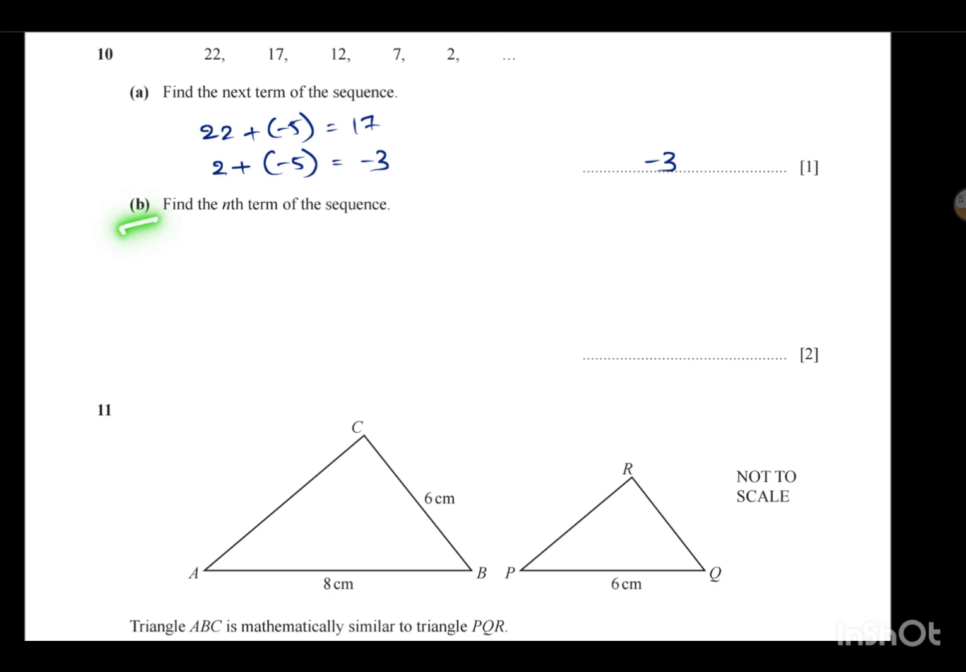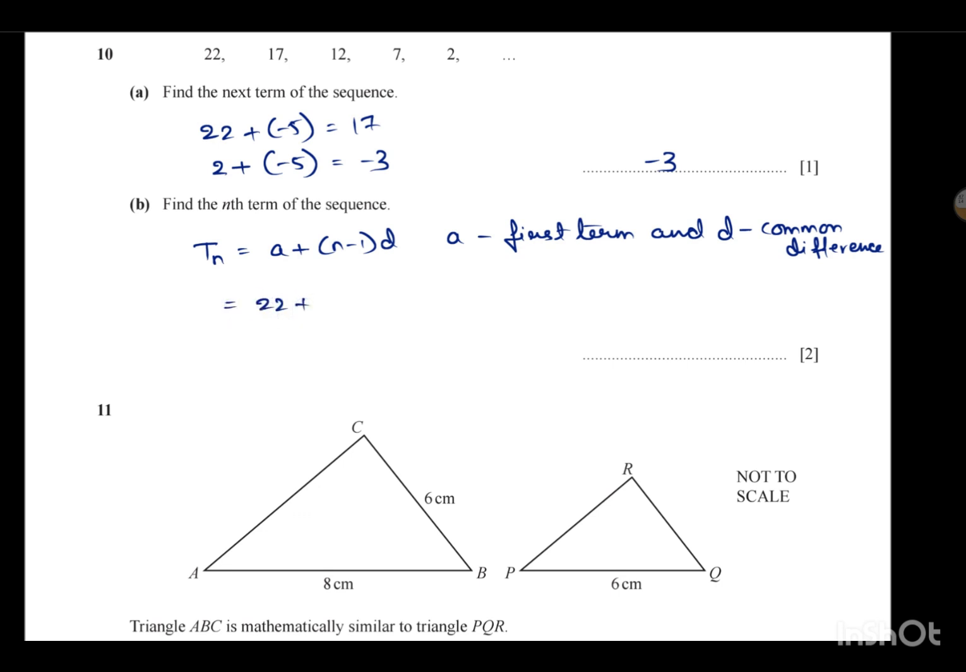Next question B, find the nth term. Now we have to find the nth term. For nth term, it is always a rule taken A plus n minus 1 multiplied by D, where A is first term and D is the common difference. So we already know what is the common difference and we also know what is the first term. Take them in this formula. 22 plus n minus 1 multiplied by minus 5.